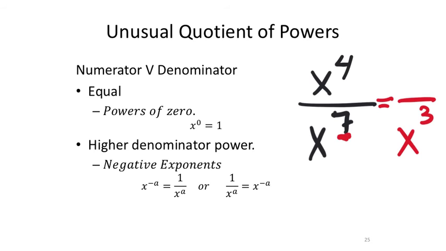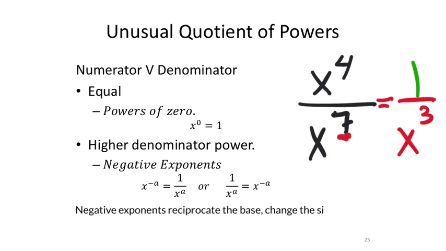Now, sometimes students get a little confused with this because, well, what is in the numerator? It's a phantom one. I'll demonstrate that here in a second. But this is the rule. Negative exponents tell you that you're going to take the base and the positive exponent and just put it in the denominator. Another way to say this is negative exponents reciprocate the base. But that means they also change the sign of the exponent, okay?